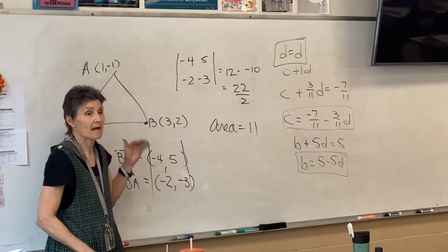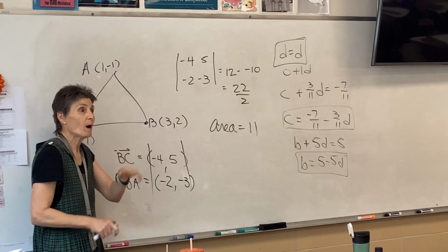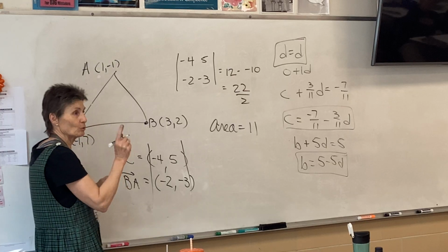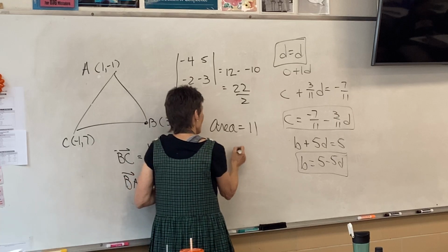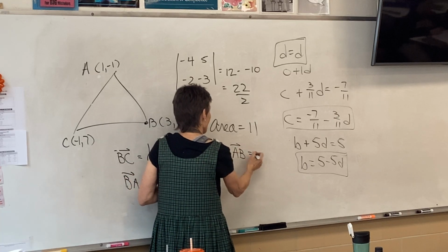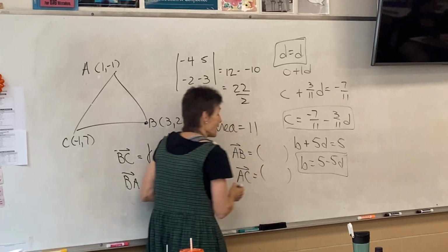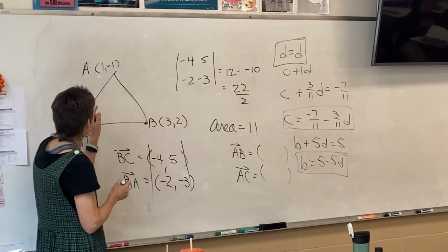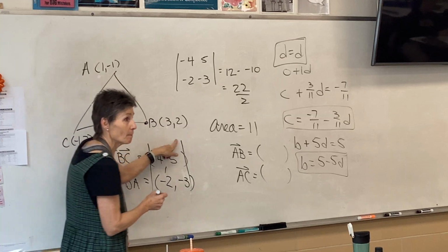So let's go through the steps one more time. What did I do first? Oh, you know what? Let's do the same triangle using another point, see what happens. So let's use point A. What would be my coordinates if I use point A? What would be AB? AB would be 2, 3.